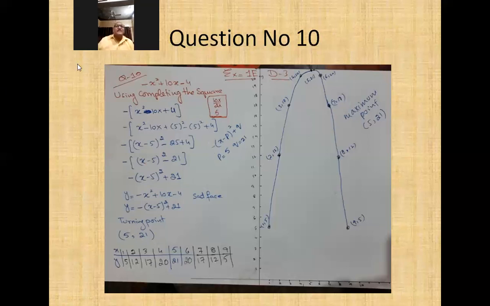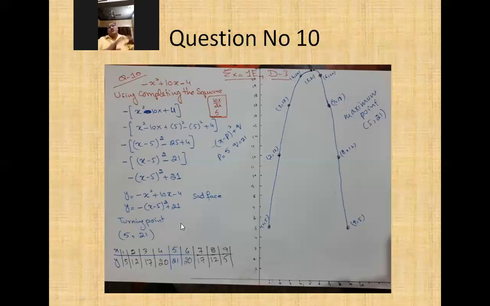This form of the equation actually tells you the coordinates of the turning point. This negative means it will be a sad face. Minus 5 represents the x coordinate, but you have to change its sign, so it will be plus 5. And this is taken as it is. This represents the y coordinate of the turning point. So (5, 21) is the turning point.